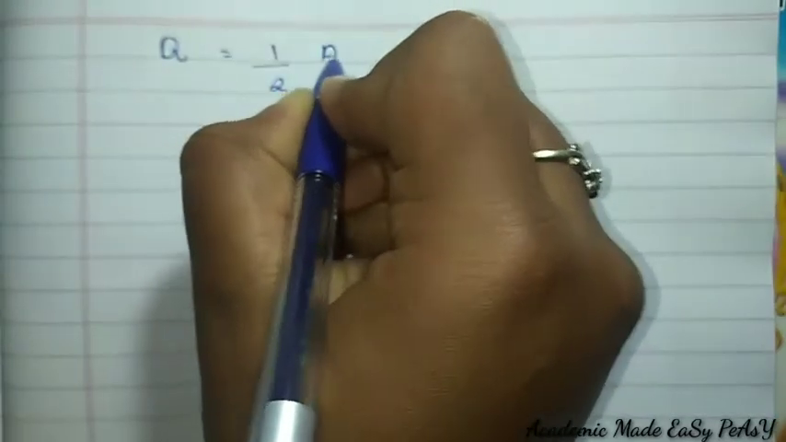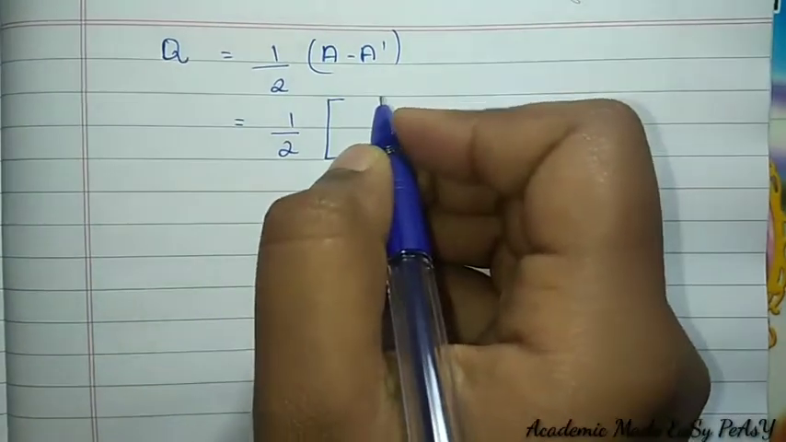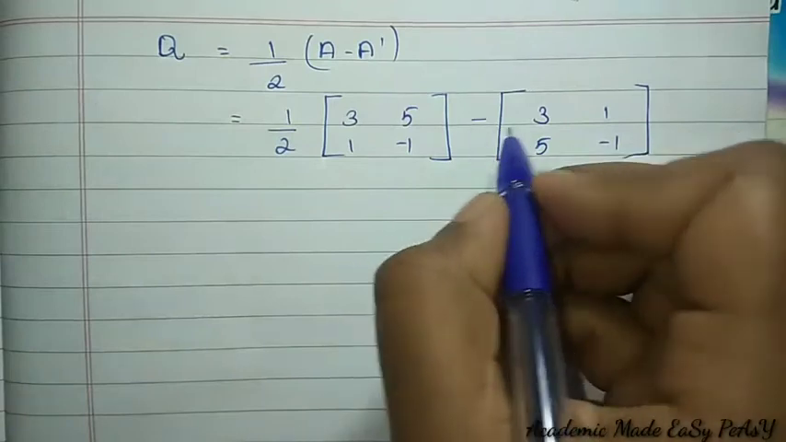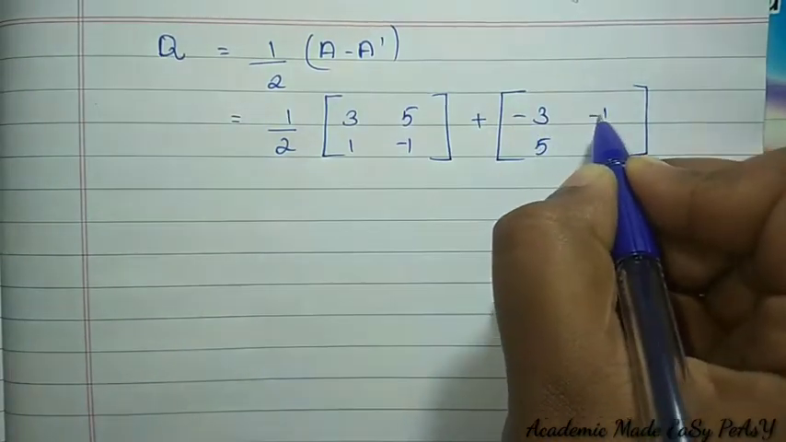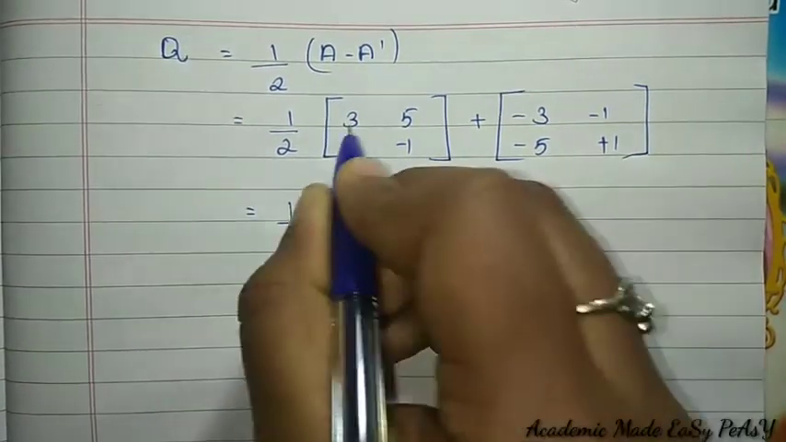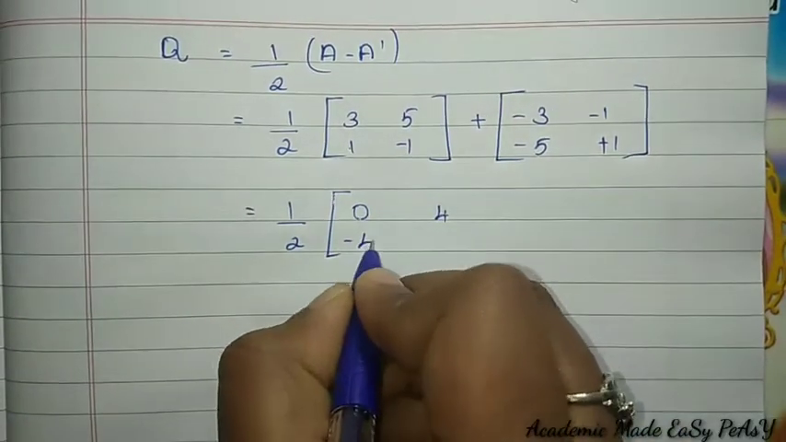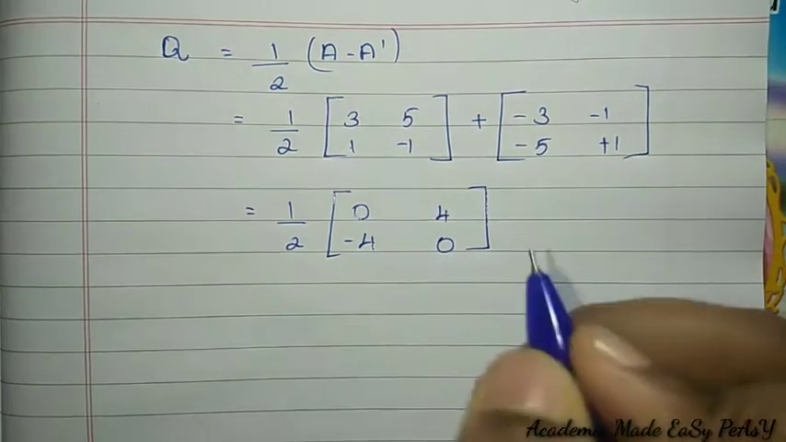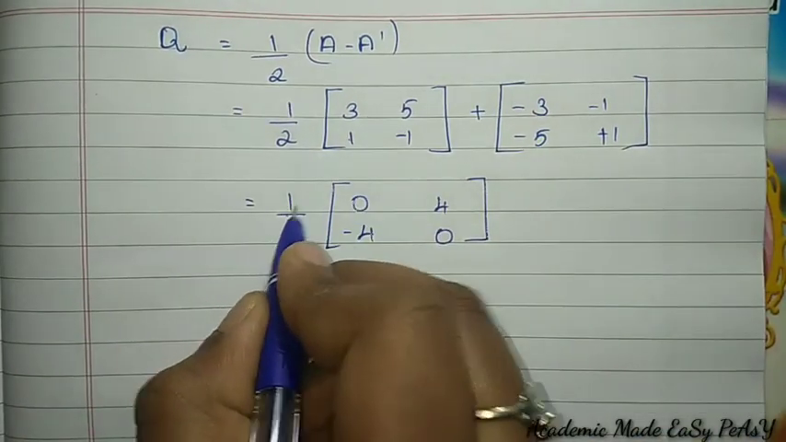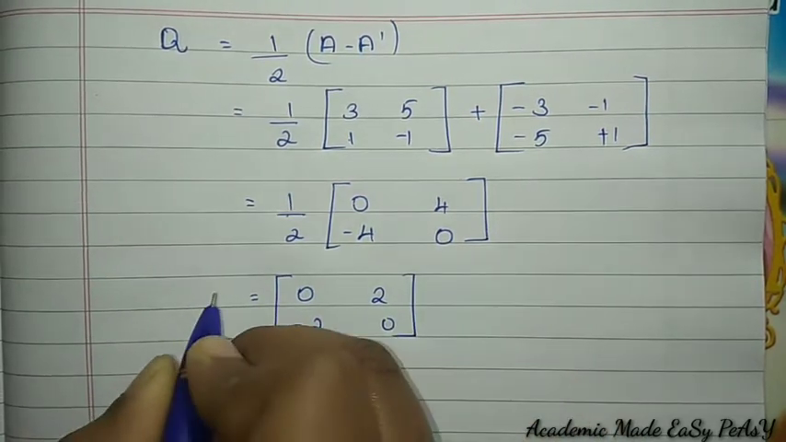Next, let's check for skew symmetric. Let that be Q, which is half of A minus A transpose. So half of, what was my A? Since it is minus, I'm going to change the sign: plus, minus, minus, minus, plus. So half of 3 minus 3 is 0. 5 minus 1, 4. 1 minus 4, 0. So now I will be taking this inside. So 0, 2, minus 2, 0. So this is my matrix Q.